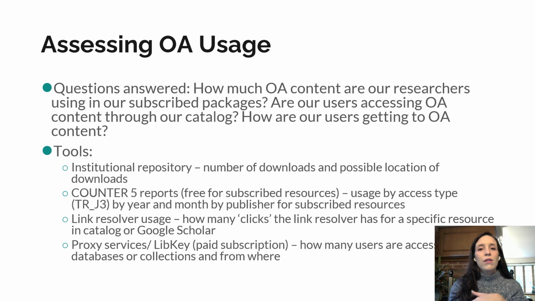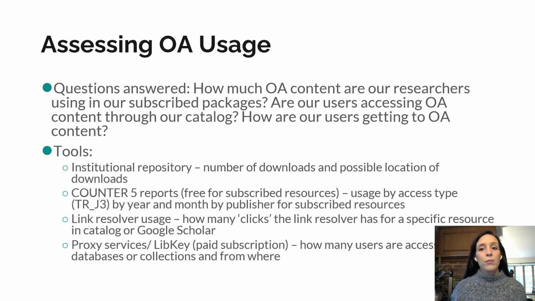For assessing OA usage, we want to look at how much OA content our researchers are using in our subscribed packages. Are our users accessing OA content through our catalog, right? That'd be great to know. And how are our users getting to OA content? And this is more complicated, and it could take a combination of a few tools. So we could look at our institutional repository.